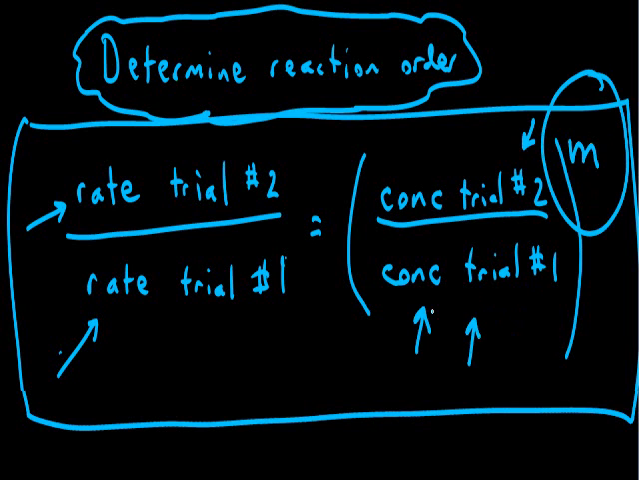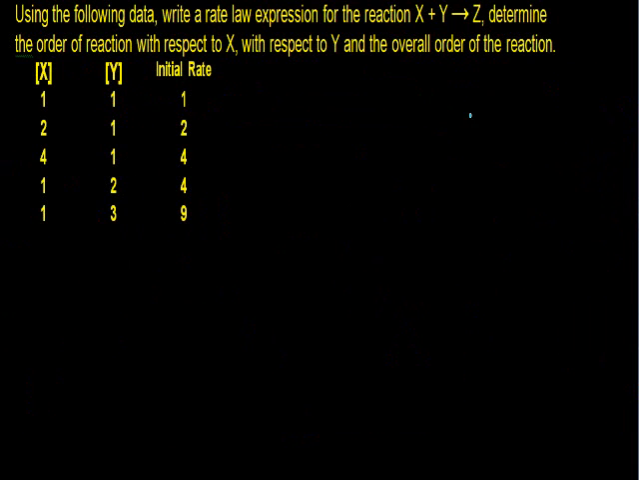So we have to compare a couple data trials. We have trial number 2, trial number 1, the rates, concentration of trial number 2, concentration of trial number 1, raised to the m power. When we solve for the m here, that'll give us the order of the reaction with respect to the chemical that we used in the calculation. Let's take a moment and do a sample calculation using some fictitious data.